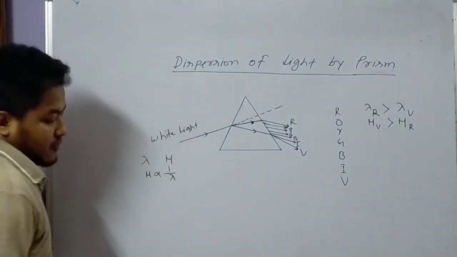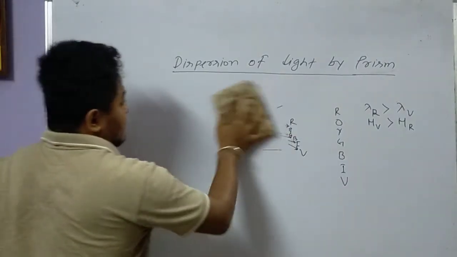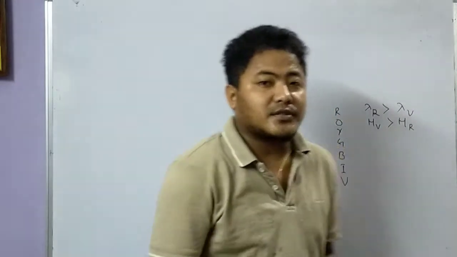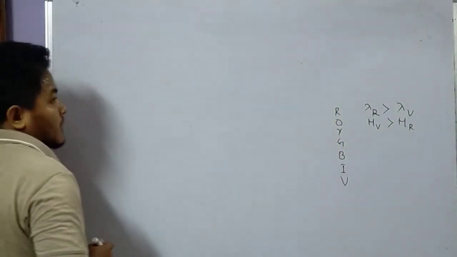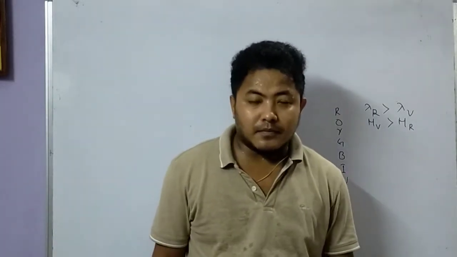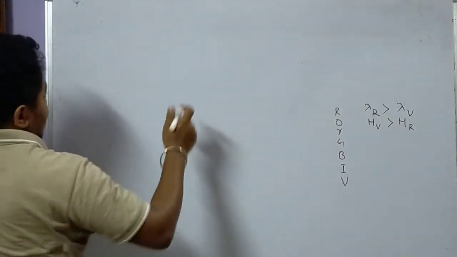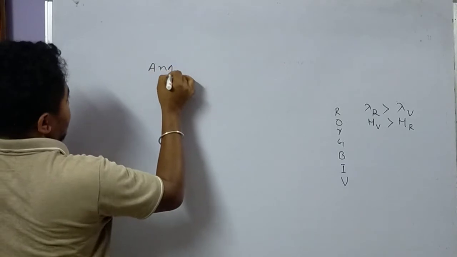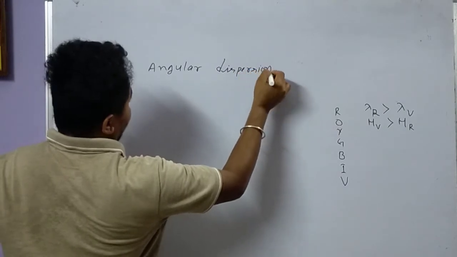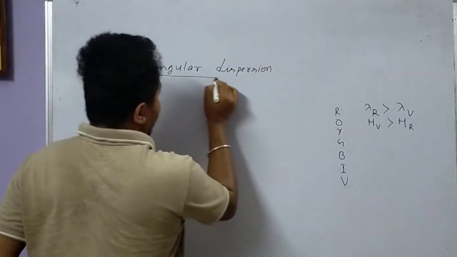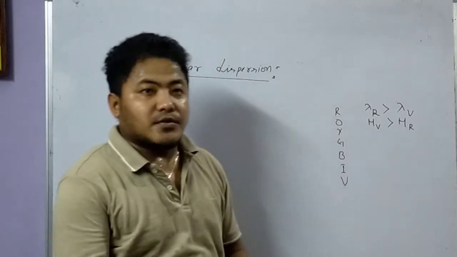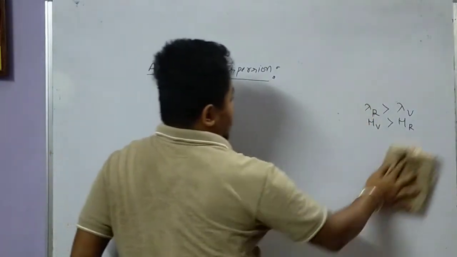So I am just rubbing these things now. Along with dispersion, there are 2 more things that come to you, that is angle of dispersion, or dispersive power. Angular dispersion and dispersive power. Angular dispersion we'll discuss now. What is called angular dispersion? One more thing to discuss after that, that is your dispersive power.